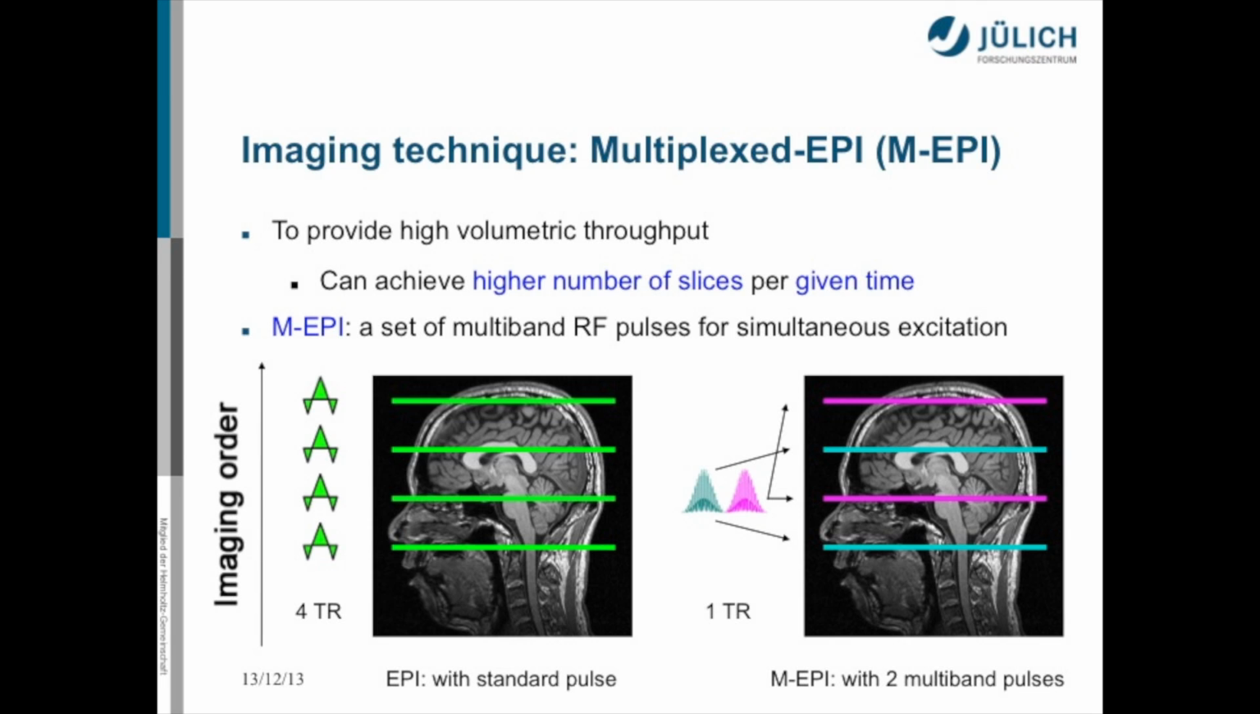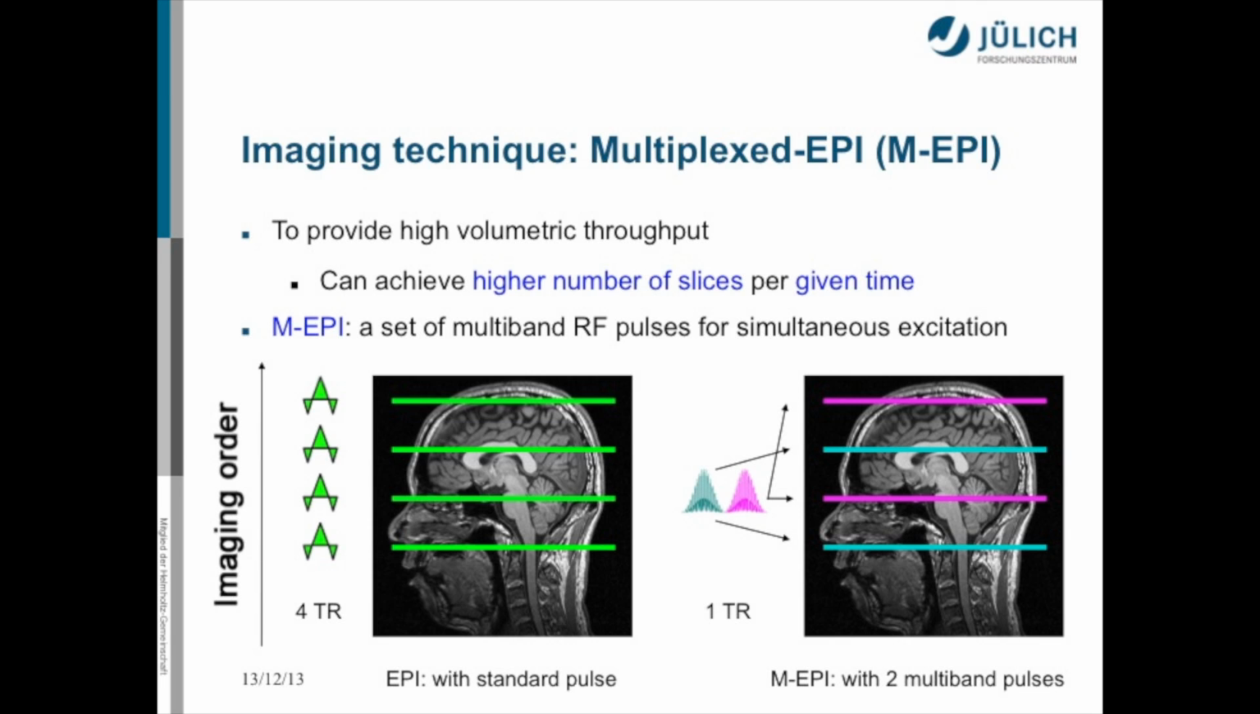What is multiplexing? Well, when you acquire a 3D data set with EPI, you acquire one slice at a time. That's 100 milliseconds, that's another 100, another 100, and so on. And that's how you go through 4 slices, 4 repetition times. Multiplexing allows you to, note the RF pulse now looks different. This is an RF pulse that is simultaneously going to excite 2 slices. And we apply a second RF pulse, which will also simultaneously excite 2 slices.